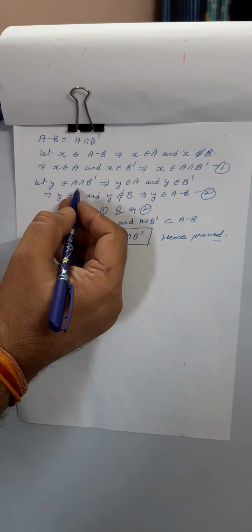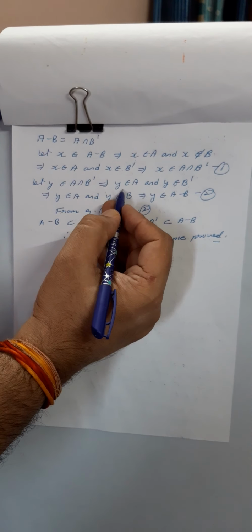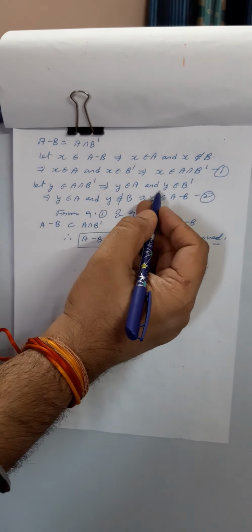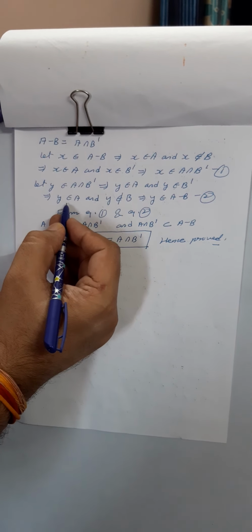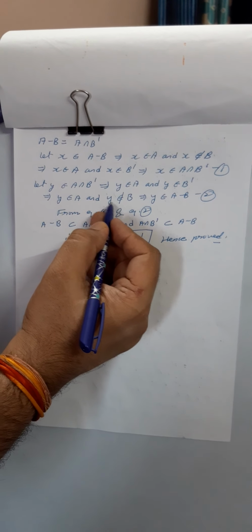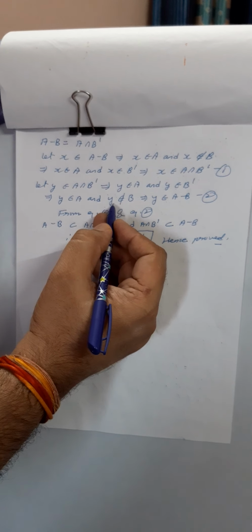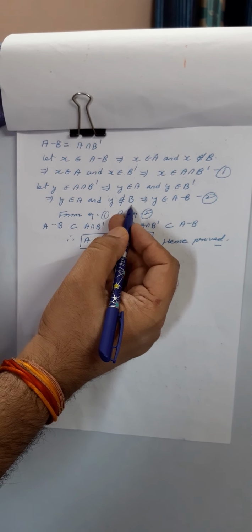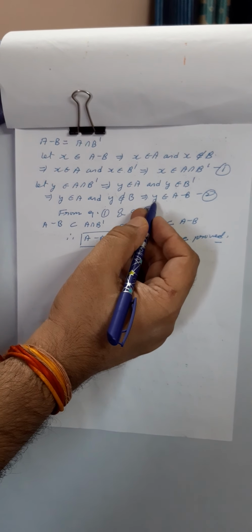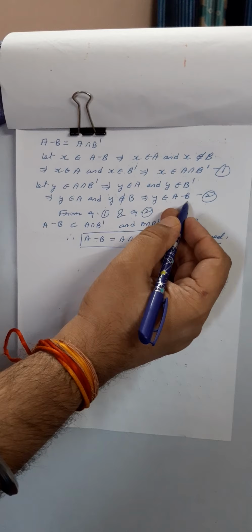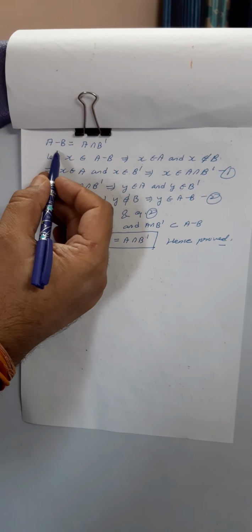Now let y be any other arbitrary element such that y belongs to A intersection B dash. So it implies y belongs to A and y belongs to B dash, because it's the intersection. So y belongs to A and y does not belong to B, because y belongs to the complement of B. So it is confirmed y does not belong to B. When y is an element of A and y is not an element of B, it is confirmed y belongs to A minus B. So by this I am able to get that this is a subset of this.